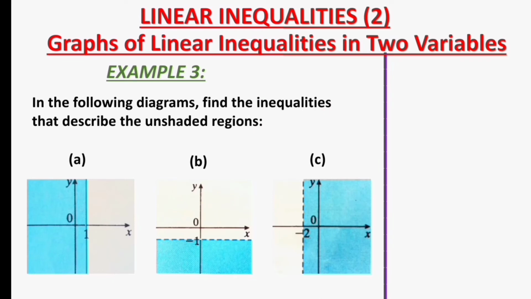Moving on, let's see our third example. Example 3. In the following diagrams, find the inequalities that describe the unshaded region. In question A, we have a solid line through the point 1 on the x-axis with the left-hand side shaded. In question B, we have a broken line through the point -1 on the y-axis with the bottom of the line shaded. While in question C, we have a broken line through the point -2 on the x-axis with the right hand side shaded.